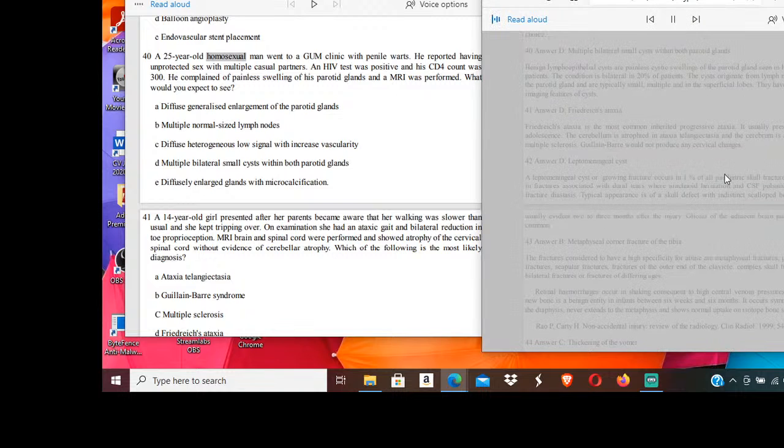Choice 40, answer D. Multiple bilateral small cysts within both parotid glands. Benign lymphoepithelial cysts are painless cystic swellings of the parotid gland seen in HIV-positive patients. The condition is bilateral in 20% of patients. The cysts originate from lymph nodes within the parotid gland and are typically small, multiple, and in the superficial lobes. They have the typical imaging features of cysts.